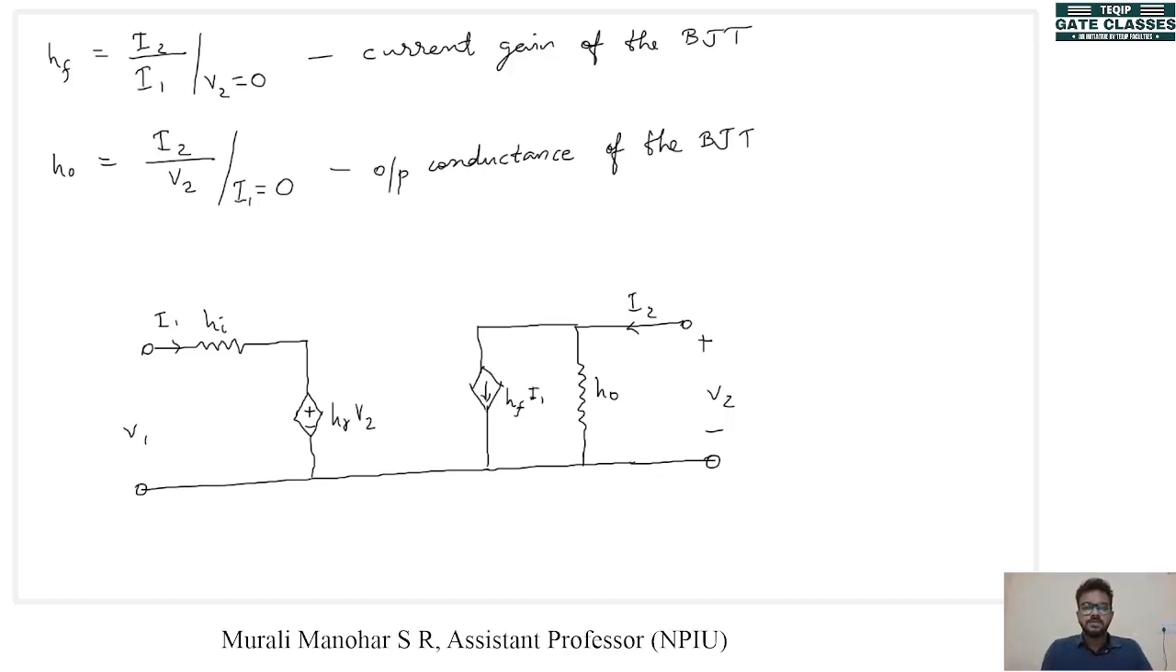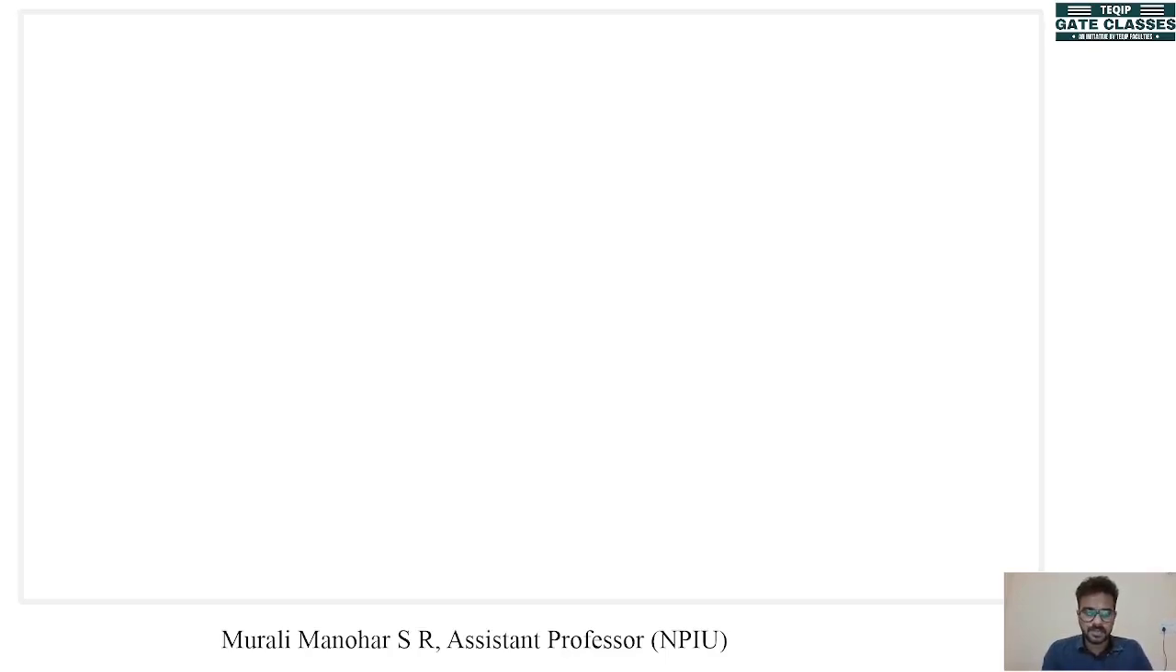Now any of the transistor configuration can be converted to this model. Let's see how it is done. So let's say we have common emitter configuration. It will be like this. Emitter is connected to the ground. Let's say here we have input, and at the collector we have the output. So this is base, this is emitter, and this is collector.